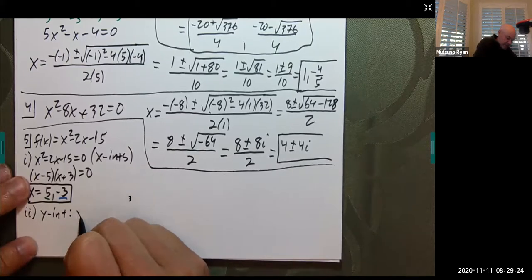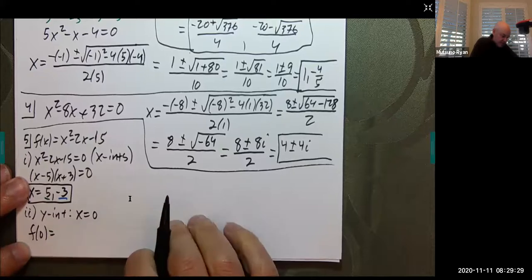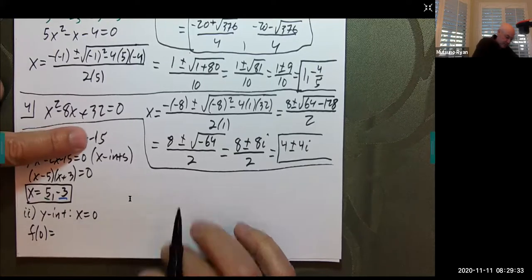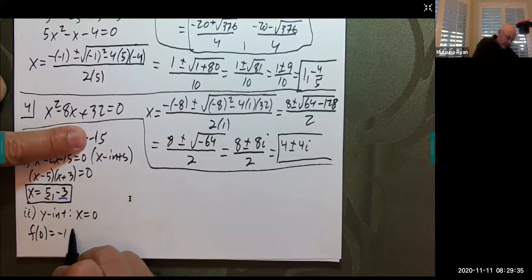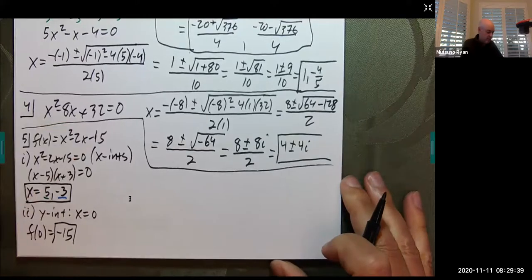That means x equals 0. So f of 0 is 0 squared minus 2 times 0. So all that's gone. So the y-intercept is -15. Done. No problem.